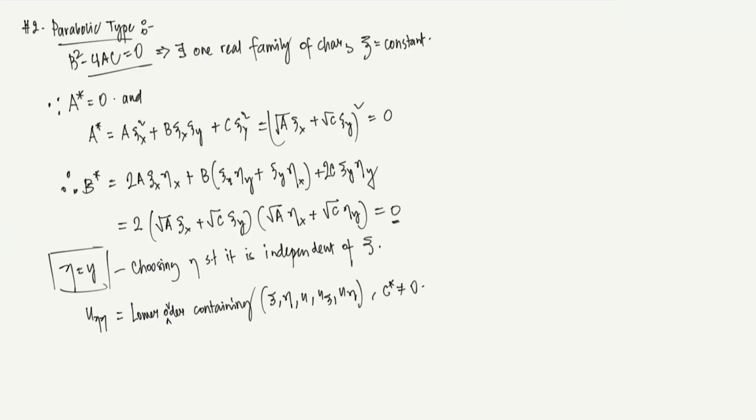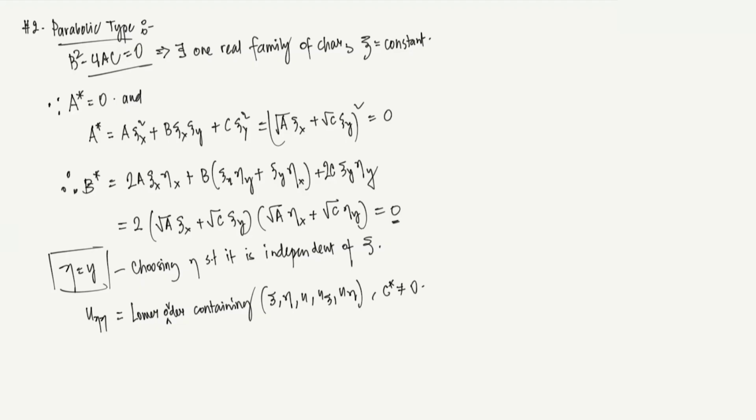So A star is 0. A star is 0 because we chose xi to be constant here. So we can have A star is 0. Now, again, as I am telling you, the choice of eta is on us. Given xi, we can choose eta in such a way.